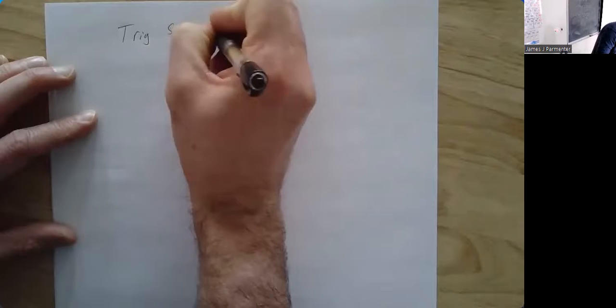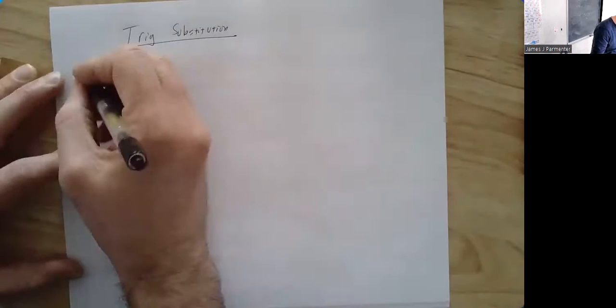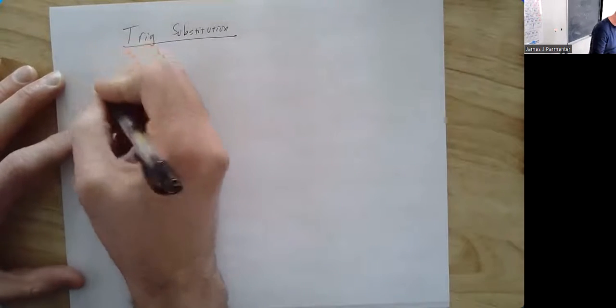Trig substitution is almost the opposite of u substitution, in that you're not setting u equal to some piece of the function in the integral. You're setting x equal to some trig function and then replacing all the x's with that trig function. And here are the guidelines. I'm going to remind you all of some trig identities.